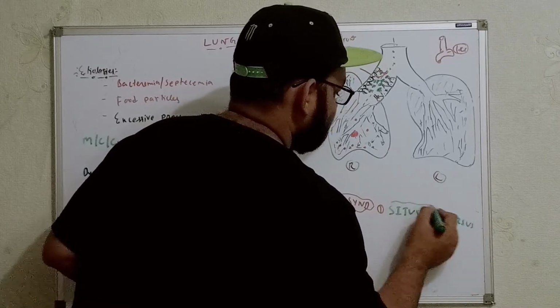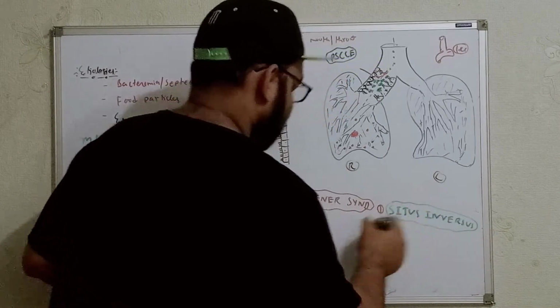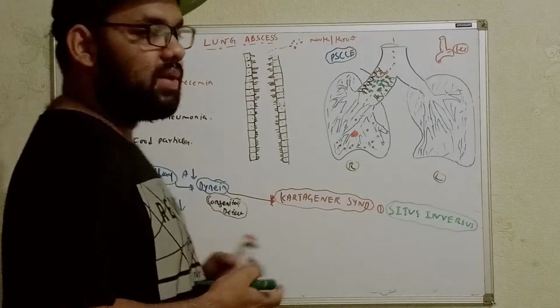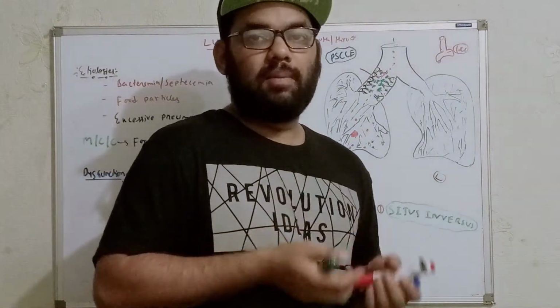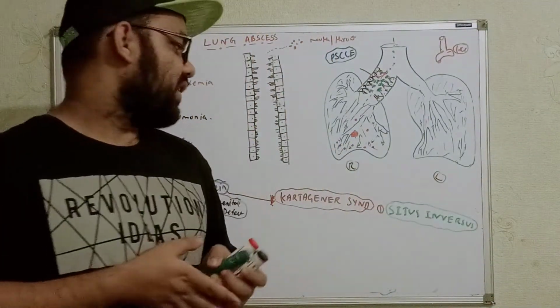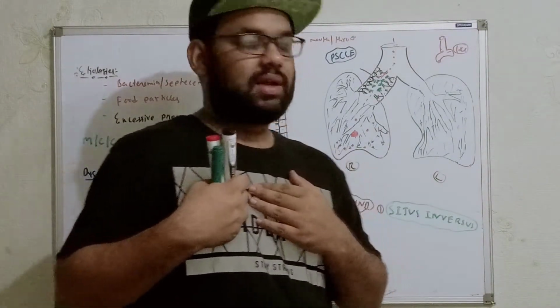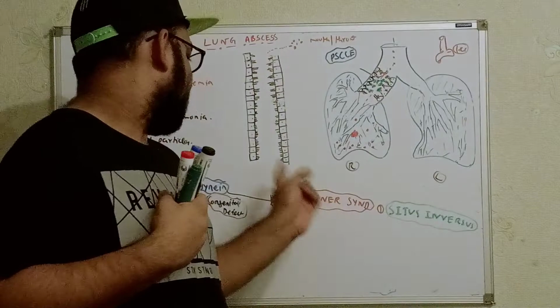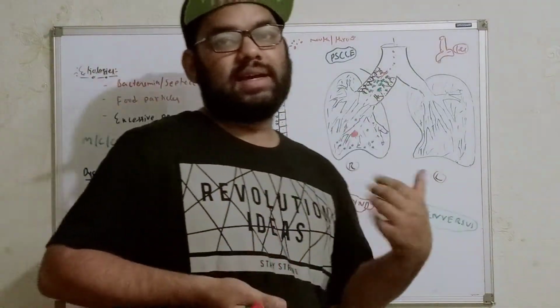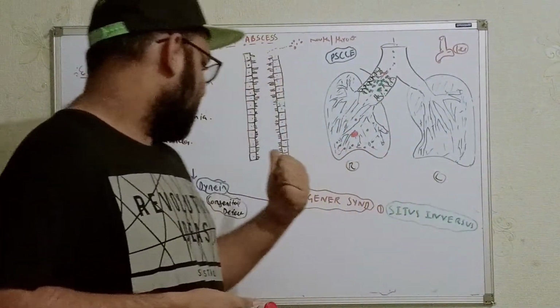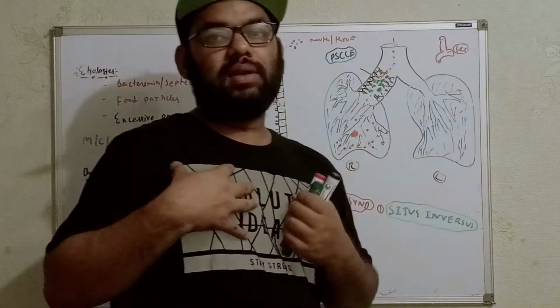What is situs inversus over here? What do you know normally? The heart is normally present on the left side, right? But during embryological stages, the heart is at first developed on the right side. After that, by the action of the ciliary activity over here, the heart is moved from where?